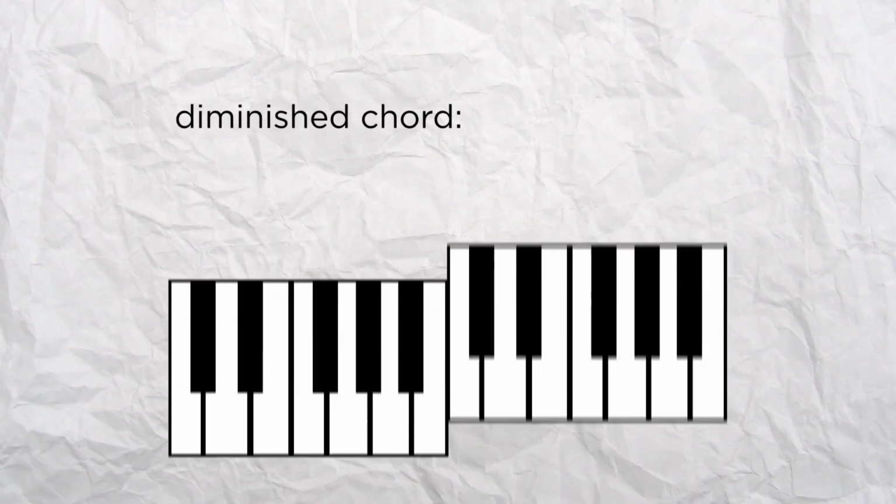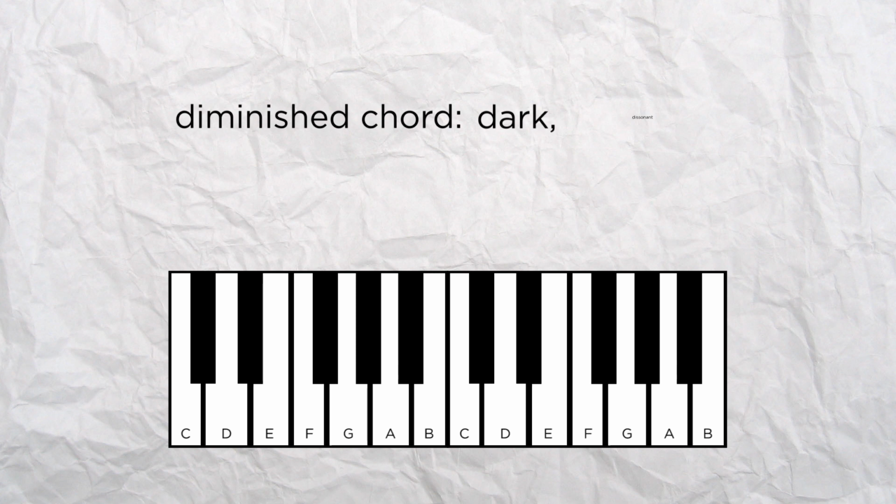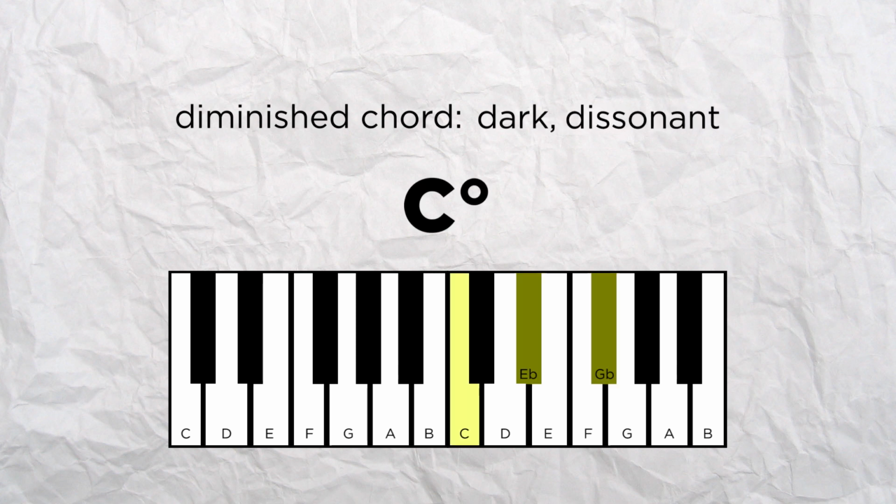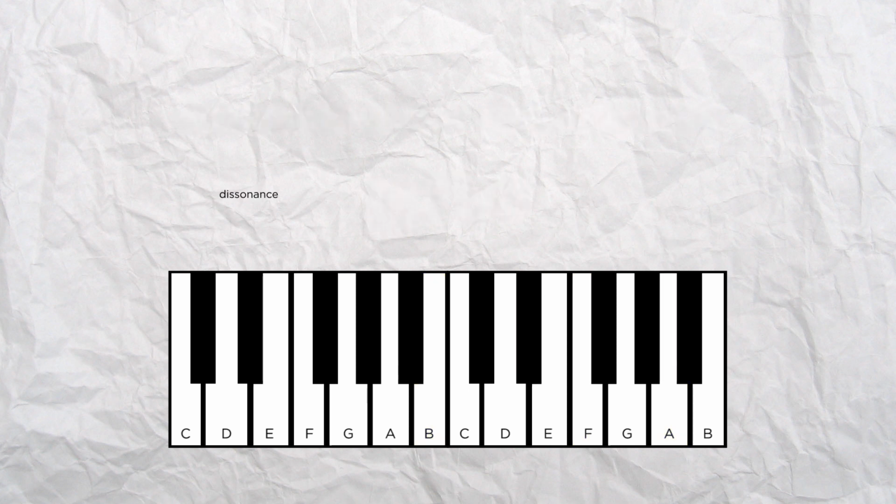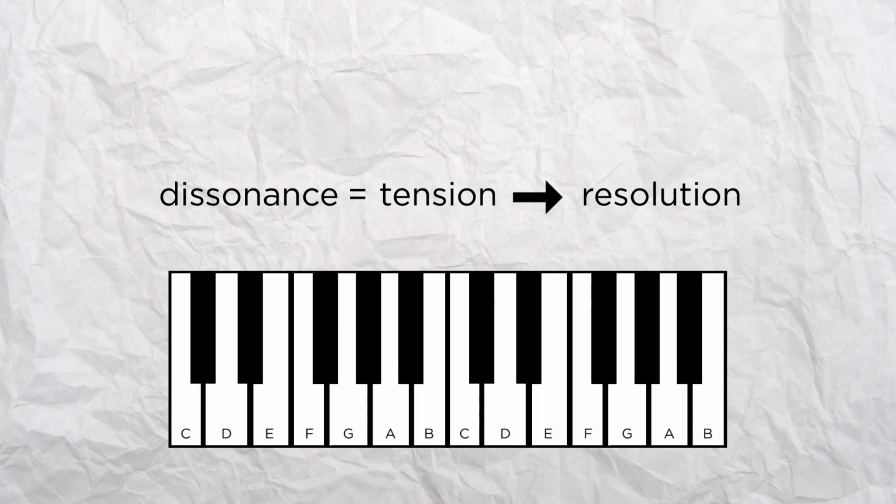Diminished chords are often considered dark sounding because they are rather dissonant. And this dissonance means tension, which means that they need to be resolved in one way or another. The good thing is that these chords are like actors that can play different roles, so they can be resolved in a lot of different ways. And this versatility makes them excellent tools to do modulations, to go from one tonality to another.